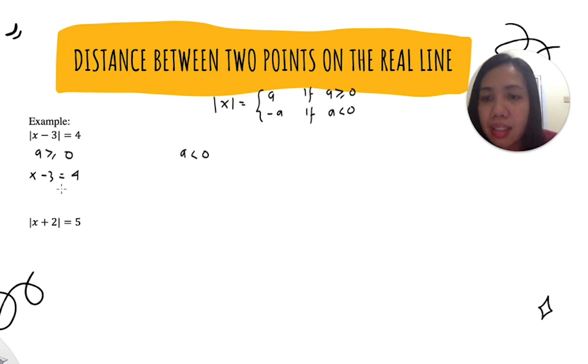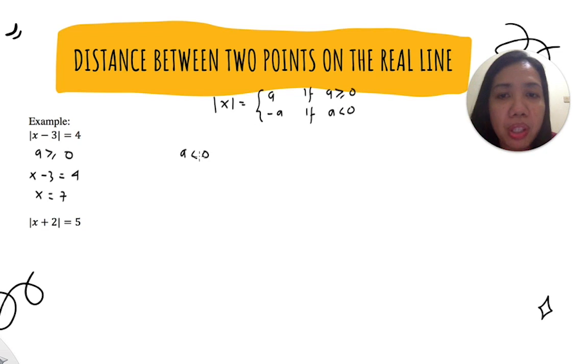So from this equation, we can figure out the value of x by adding both sides with 3. So in here we have x equals 4 plus 3, which is 7. So we have x equals 7.